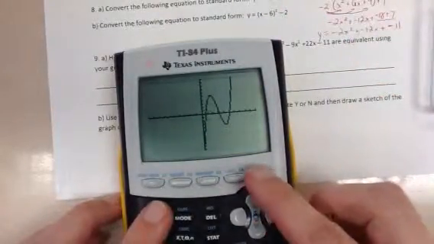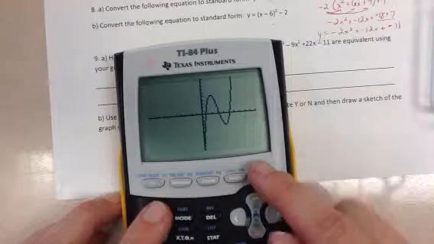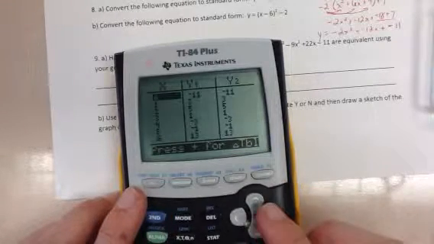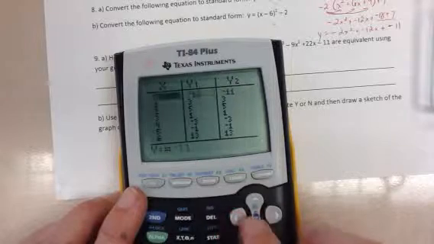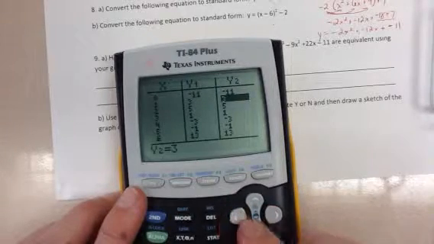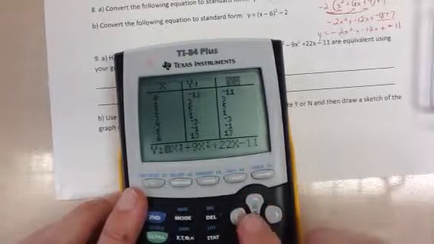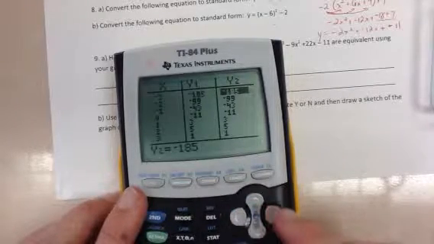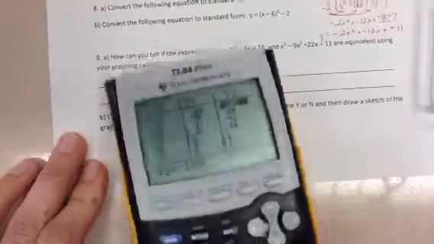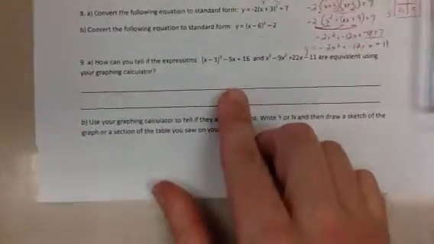So the better way to check to make sure they really are returning the same values is to look at your table. And notice when I put a 0 in, I get a negative 11 out for both. When I put a 1 in, I get a 3 out for both. So no matter where the values are, right, when I put a negative 3 in, I get a negative 185 out for both. So how can you tell if the expressions are equivalent?